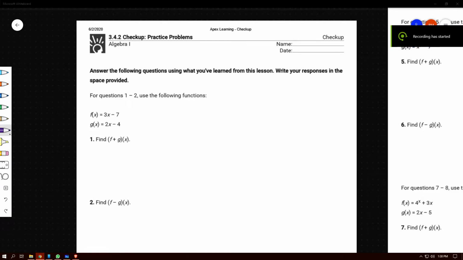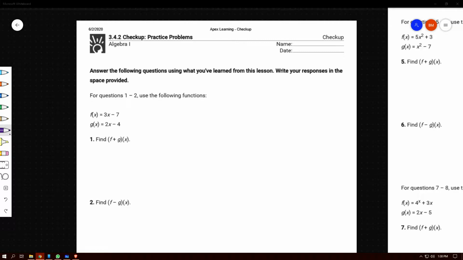Alright, we're going to be working on 3.4.3, adding and subtracting functions for Algebra 1. We're just going to jump right into it. We're going to use the checkout problems like we've been doing. Alright, so the first question, they give us what the f of x function is.